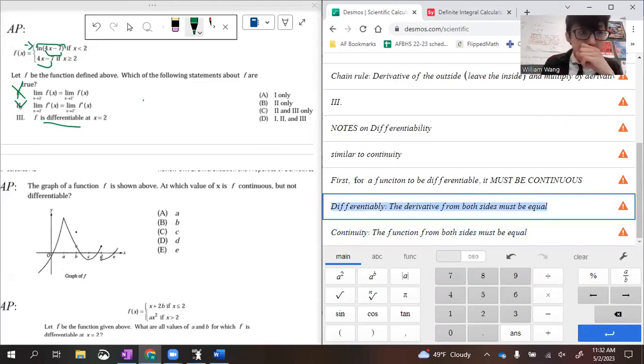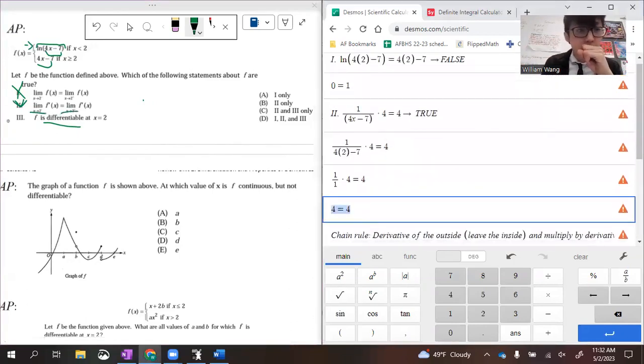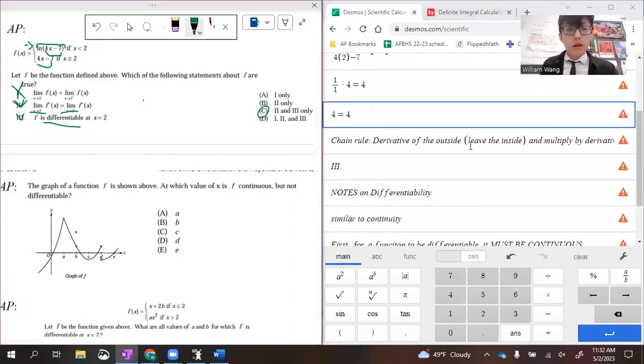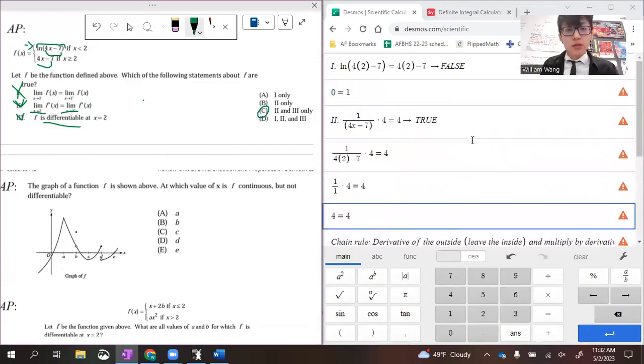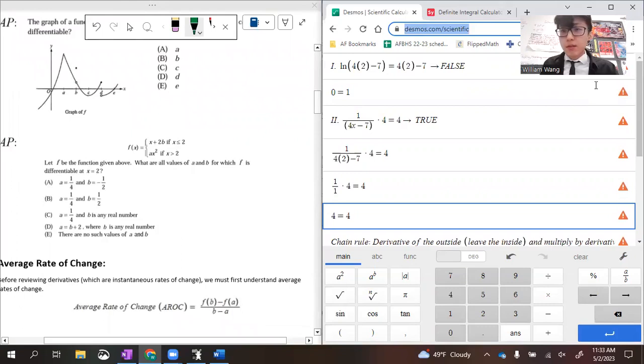So is that the case here? Well, we actually sort of tested it here, right? Because I took the limit from the left and the right of the derivative, and we said 4 equals 4. So 3 is also true. My answer choice is going to be C. Right? It is differentiable. All right. There we go. Let us go on to the next step.